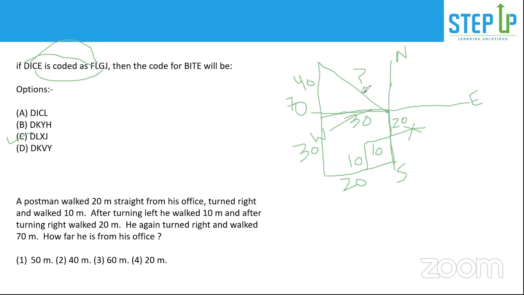This we learned in class 7th or 8th, Pythagoras theorem, right? In a right angle triangle, the hypotenuse square equals base square plus perpendicular square, right? So that means this side square would be 40 square plus 30 square, or side equals under root of 1600 plus 900, which is 2500, and under root becomes 50. So the answer would be 50.